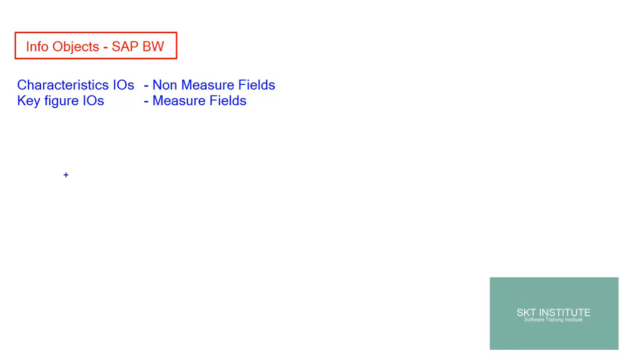So characteristic info objects have been classified into different types of attributes. We can call it attributes. What are the attributes here? Attributes are nothing but properties of info object characteristics. There are different types of attributes defined here.